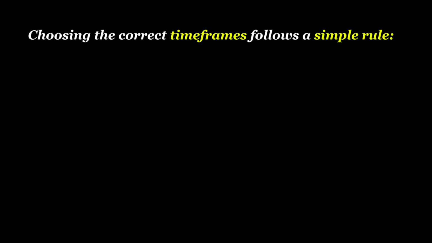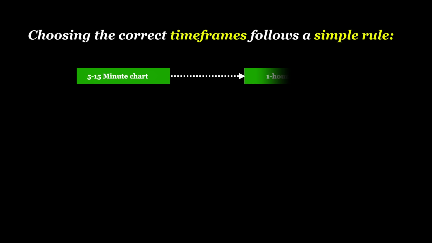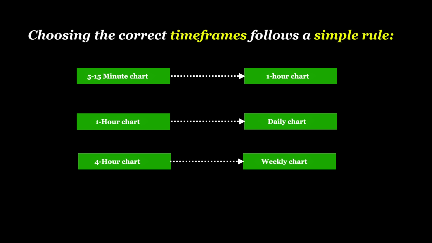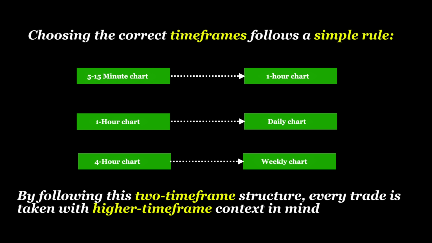Choosing the correct timeframes follows a simple rule. If you trade on the 5-minute or 15-minute chart, use the 1-hour chart as your higher time frame. If you trade on the 1-hour chart, use the daily chart. If you trade on the 4-hour chart, use the weekly chart. By following this 2-timeframe structure, every trade is taken with higher timeframe context in mind.